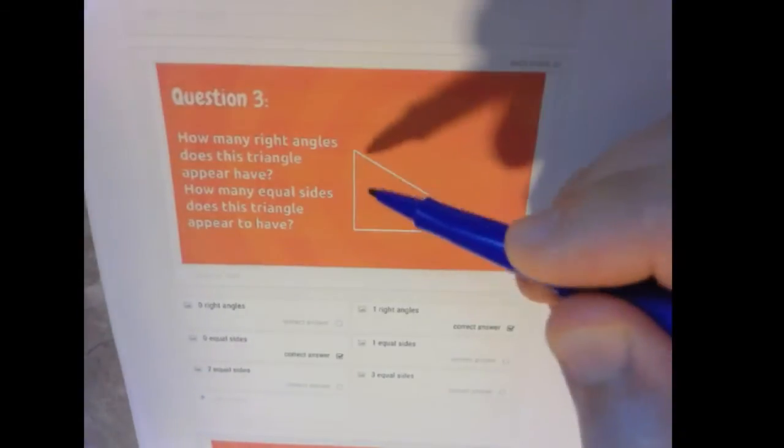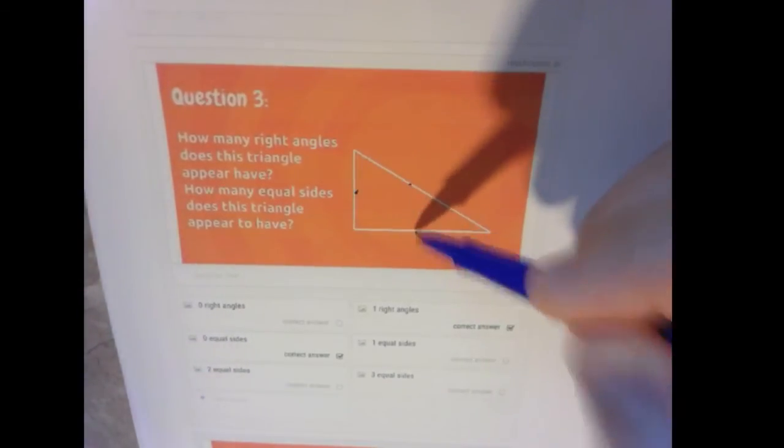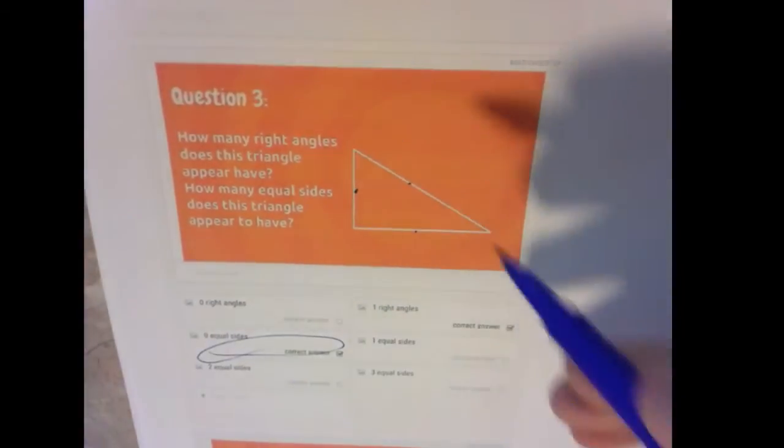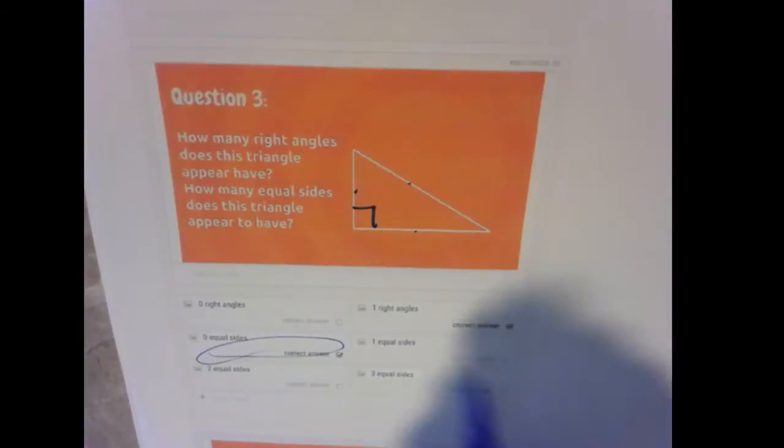Okay, this triangle, all of the sides appear to be different, so we'll say zero equal sides, and it has one right angle.